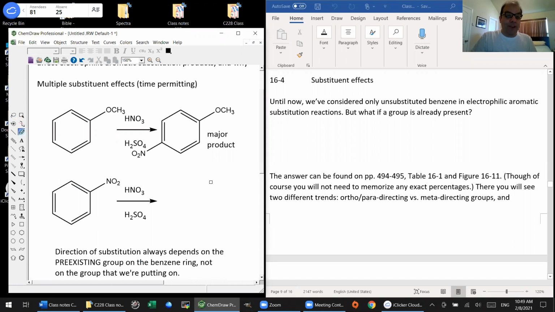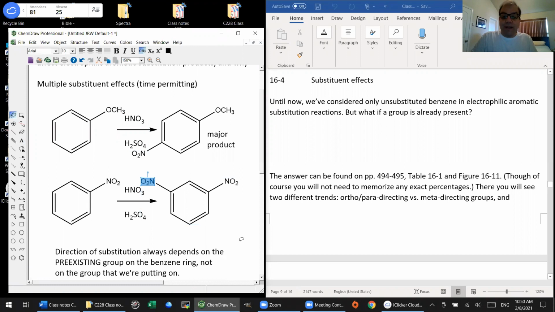But if we look it up, we find that the nitro group is meta-directing. So that means we can reasonably expect that the major product is going to have the new nitro group meta to the pre-existing one. Looks like I've confused it. NO2. Good. And also notice ChemDraw did it automatically.